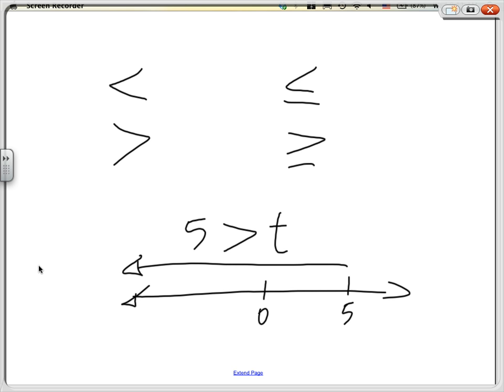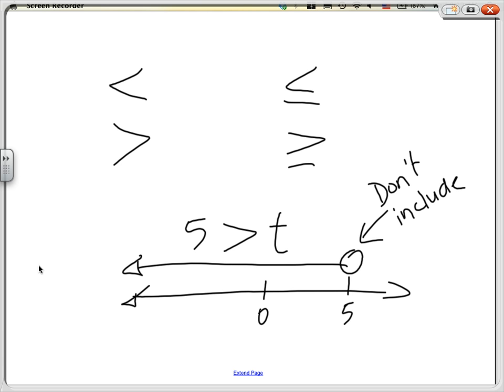Because isn't negative 5 less than 5? Isn't negative 1,000 less than 5? But then there's another thing. Can 5 be included here? And that's what you need to ask. Can 5 be less than 5? So always ask that question. If your answer is no, make an open circle. That's what it means. An open circle simply means don't include it.